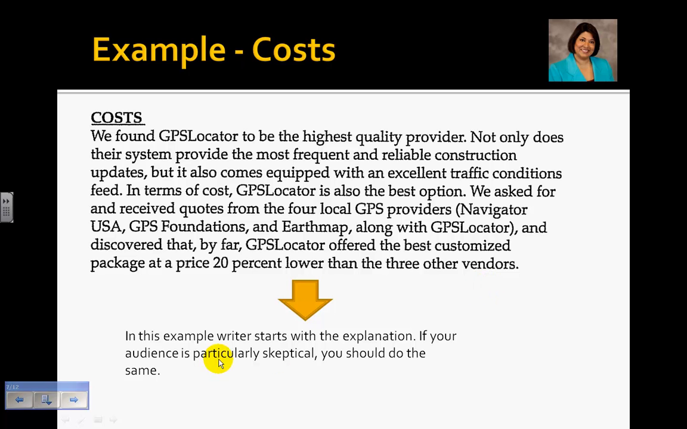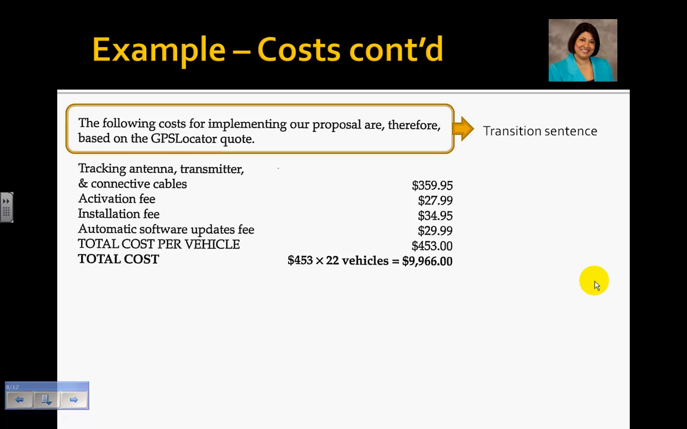Now, in this example, the writer starts with the explanation. You can either put your explanation at the beginning or end of your cost statement. If your audience is particularly skeptical, however, as you might have learned in a previous video about inductive reasoning, setting up the reason why this is the right organization or explaining how you came to your costs would be a more effective organization. So let's look at some of these costs.